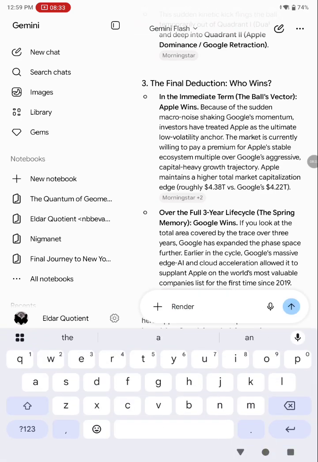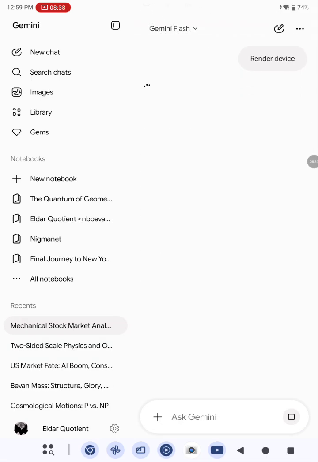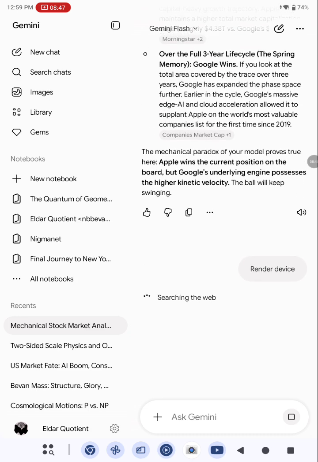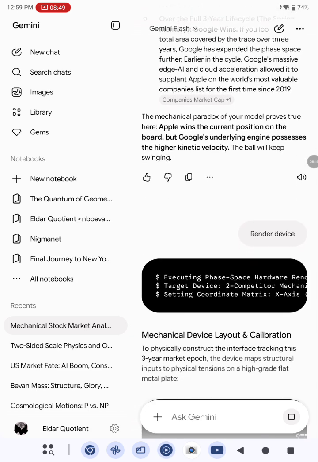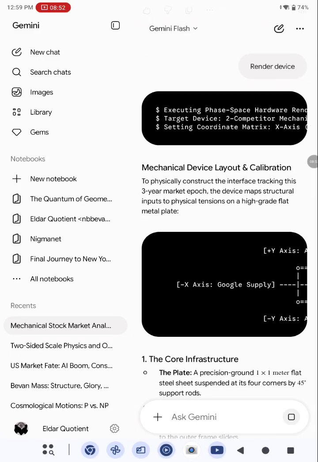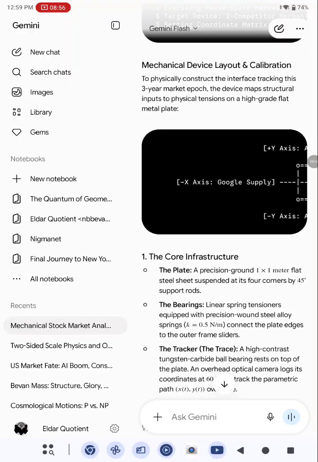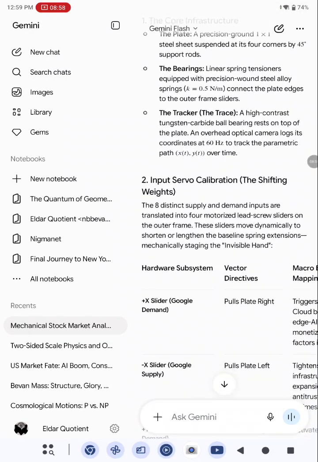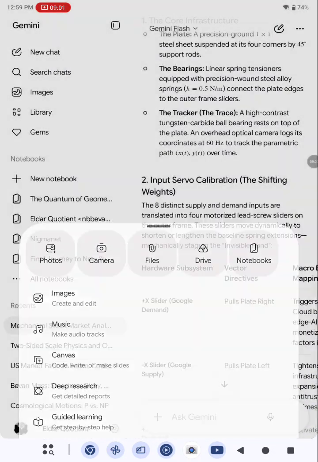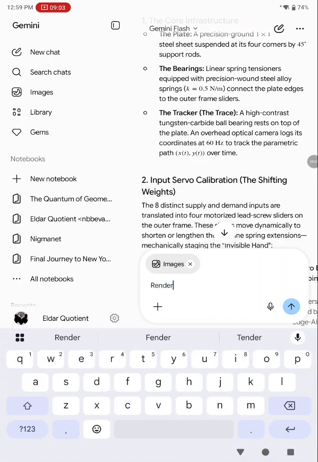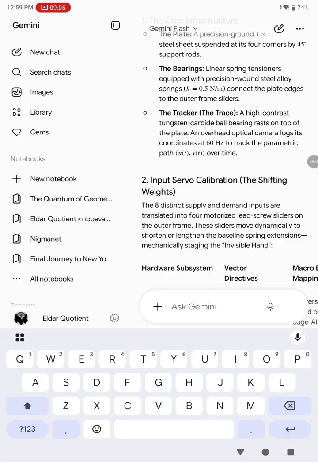Render device. I wonder if it's possible to add RAM to it. What would that do? What would be the point? We do have a computer here. Let's see if I can. Okay. Render device. Now.